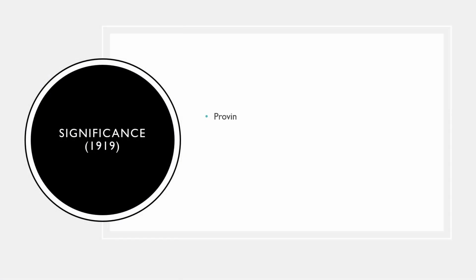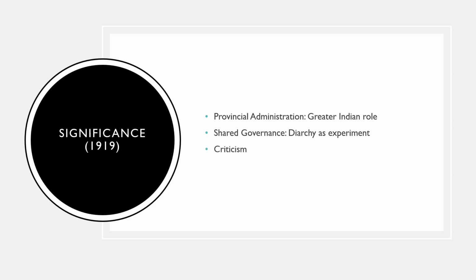The Government of India Act of 1919 was a crucial milestone in India's constitutional development. It provided Indians with a greater role in provincial administration and laid the groundwork for further reforms. The introduction of diarchy was a significant experiment in shared governance, reflecting an incremental approach to transferring power. The Act, however, faced criticism for its limitations and the continued dominance of British authority.